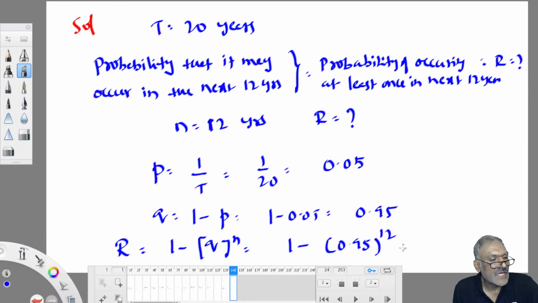1 minus 0.95 to the power 12. It is 0.4596. I got 0.4596 because the answer is given in percentages, so I'll express it as a percentage: 45.96%. 45.96% is the exact value.